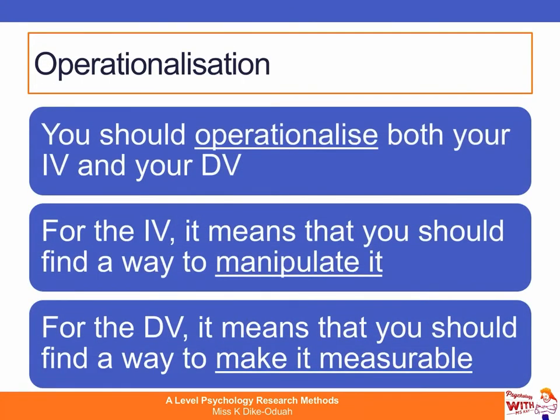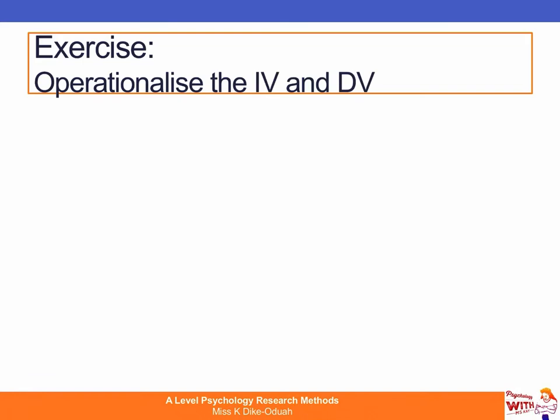So operationalization, just to bring further understanding to this word, you should operationalize both your independent variable and your dependent variable. For the independent variable, it means that you should find a way to manipulate it. So that's literally giving it the breakdown of conditions. And then for the dependent variable, it means that you should find a way to make it measurable. And now we come on to the exercise that we're going to do together here, and we'll do a few in your workbook together as well.